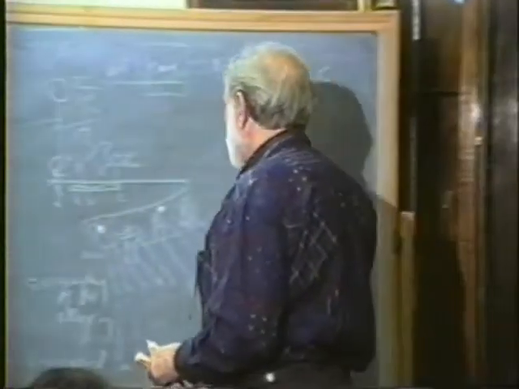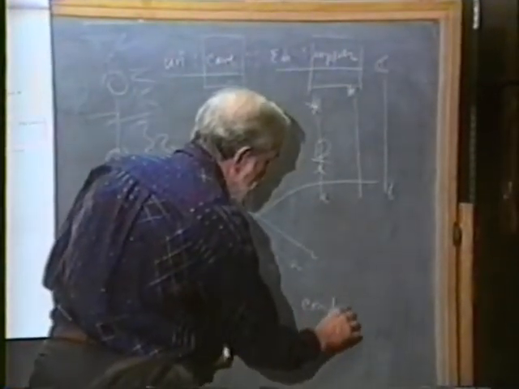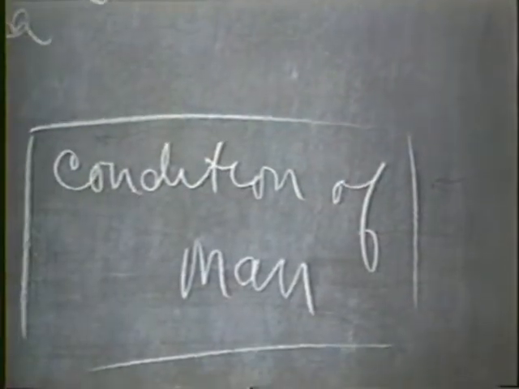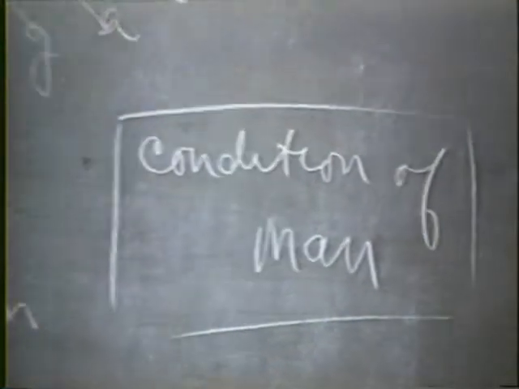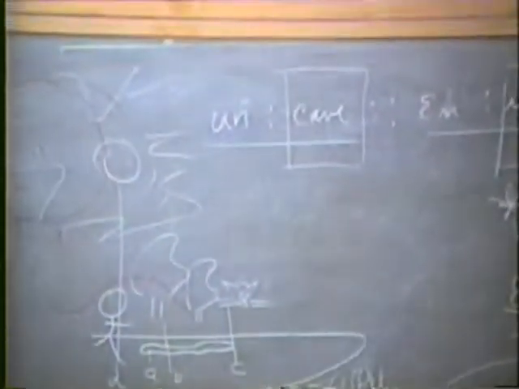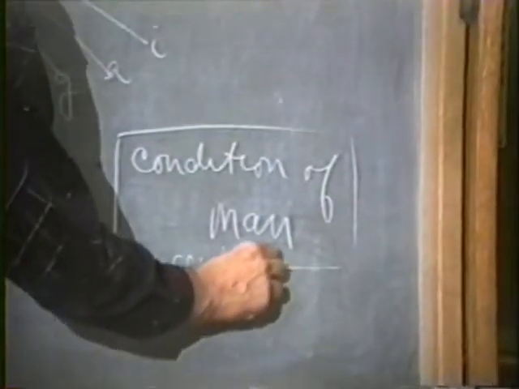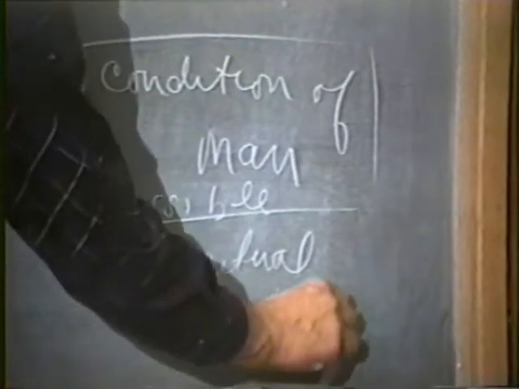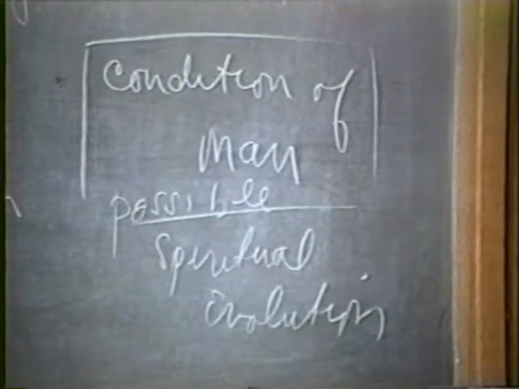Okay. Now, what does this represent? This whole thing must represent something. Remember we said there has to be some fundamental issue? It represents the condition of man in respect to only one thing: the possible development of man from unenlightened to enlightened. That's the condition of man. Therefore, it really is the condition of man's possible spiritual evolution. So let me read you a couple of lines, and then I'm going to get into the drama. All right.